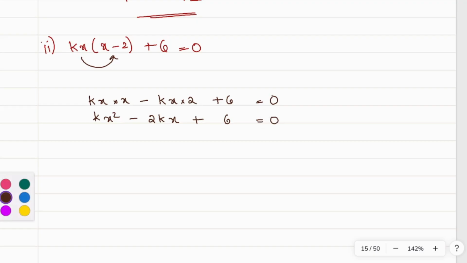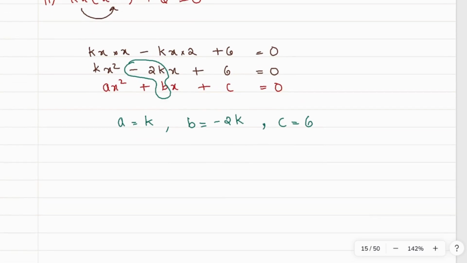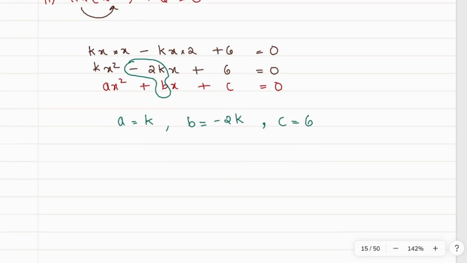Then our general equation is ax square plus bx plus c equal to 0. From here we can write that a equal to k, b equal to minus 2k, and c equal to 6. How are we getting this minus 2k? We have to include the sign, we have to take this one. So b equal to minus 2k, c equal to 6.